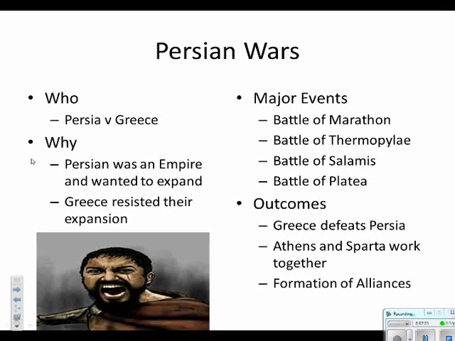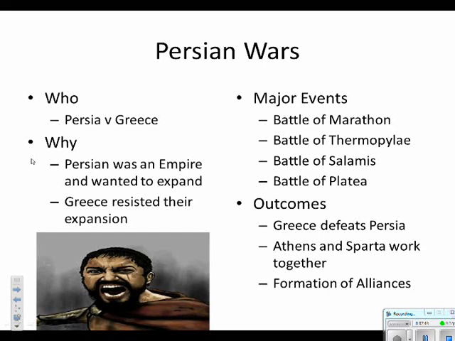So the outcomes: Greece is going to defeat Persia, pretty significant. It's also the first time Athens and Sparta work together, a slight unification. It's also going to lead to the formation of alliances. Athens is going to run the Delian League, but they're not going to let Sparta be a part of it. They want to be the most powerful. Remember, Athens and Sparta work together, but they're also competitors. The Spartans are going to form the Peloponnesian League.